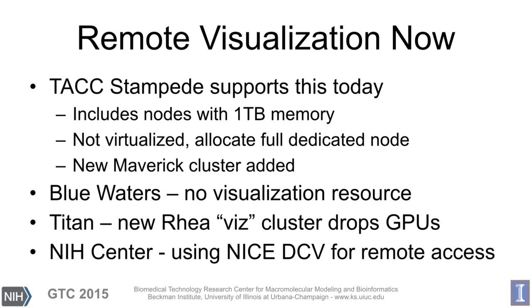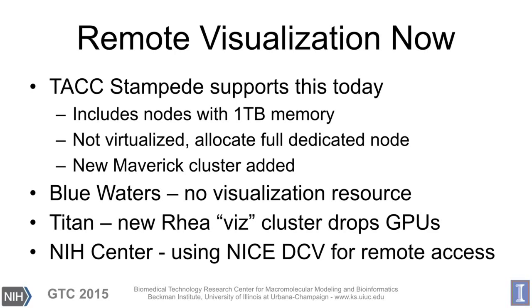So at Texas, the Stampede system has very nice remote visualization capabilities. It's a little old. It's not the latest technology. Blue Waters has nothing. We're working with them to try and get remote vis working from the actual GPU-enabled compute nodes on the machine. They only have 32 gigs of memory, so it's not great, but it's better than nothing. Titan last year added a new visualization cluster that was different from the old visualization cluster in that it did not have GPUs on the new one. So they're working on that.